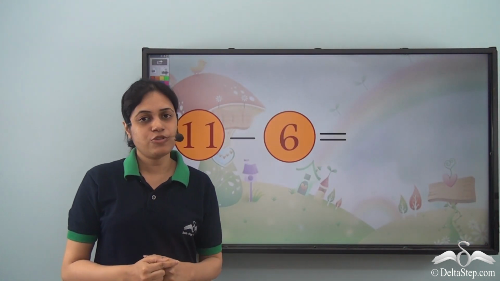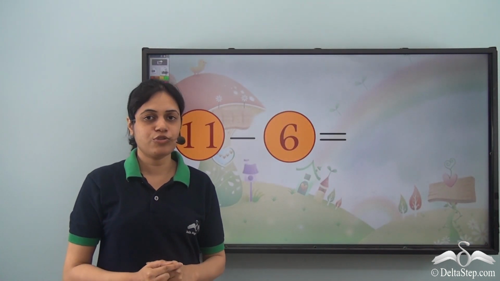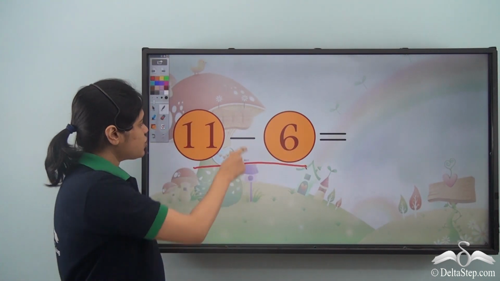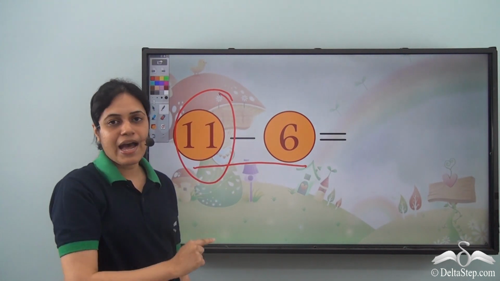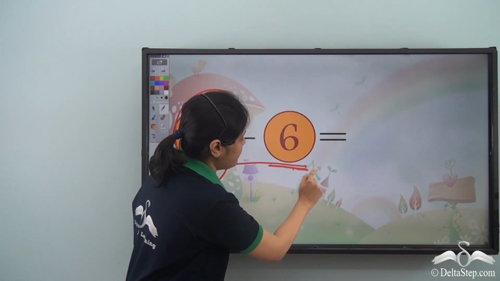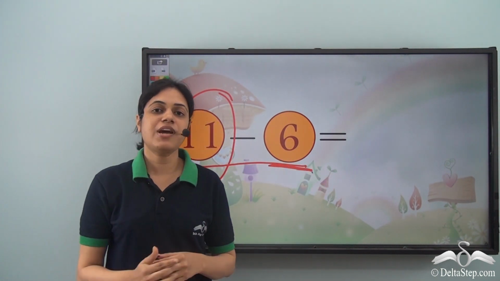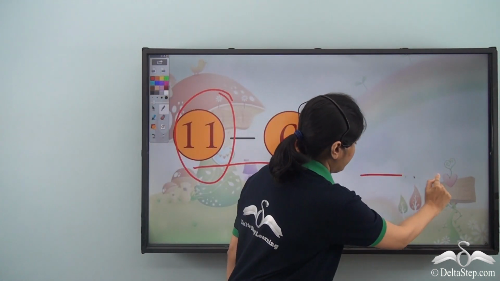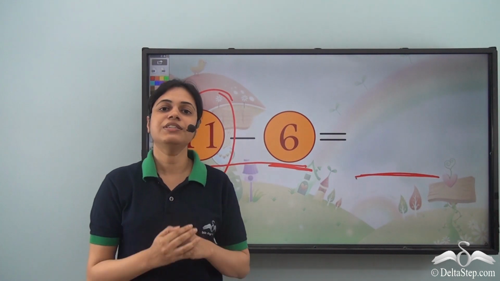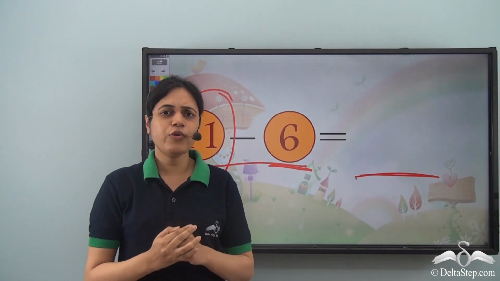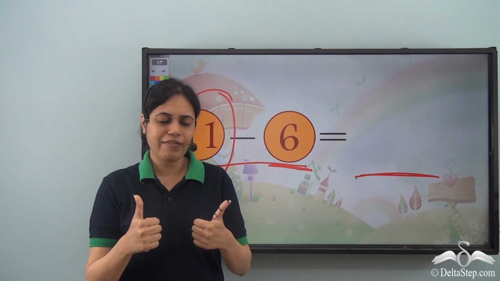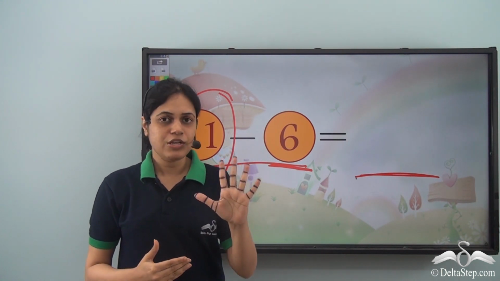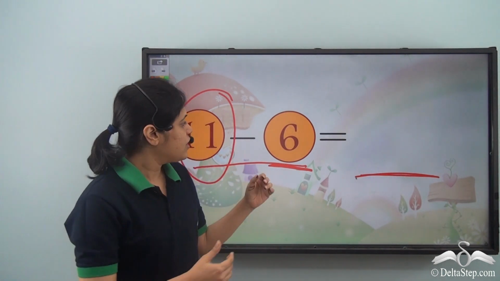So let's come back to the problem which we were unable to solve. 11 minus 6. So I have 11 and I need to take away or subtract 6 from it, and I need to find what will be the difference. So how do I do that? Well, I don't have any fingers to open here. I just have finger marks. So how do I do this?